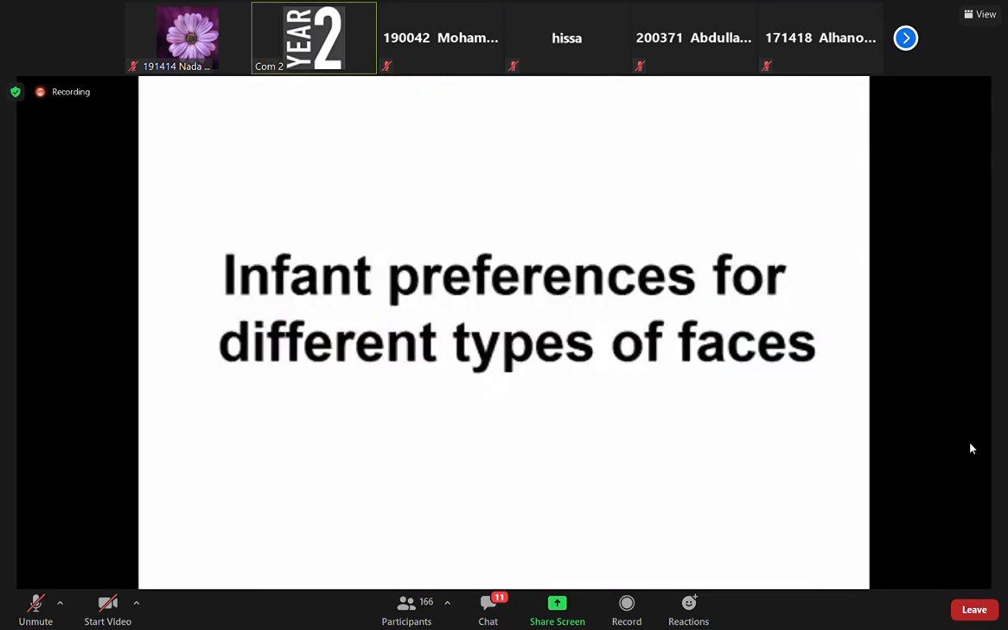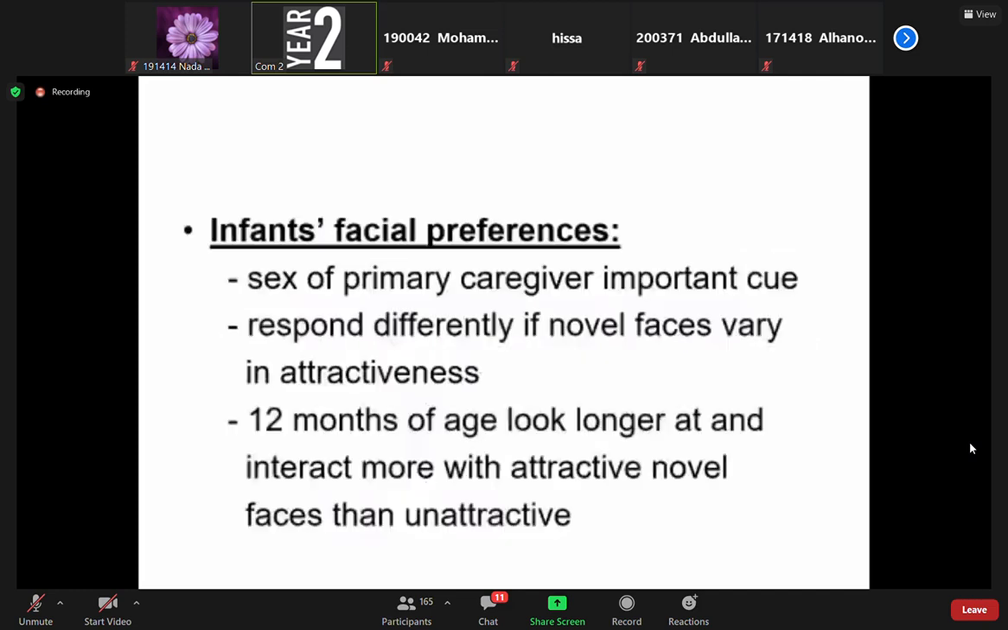So what about different types of faces? It started off with facial recognition of mom, maybe other members, including themselves. Then it's the world: their siblings, grandparents, uncles, aunts. The sex of the primary caregiver is interestingly important. They actually respond if faces are attractive. Does that make sense? Have you ever seen kids look at someone just because they are nice looking?